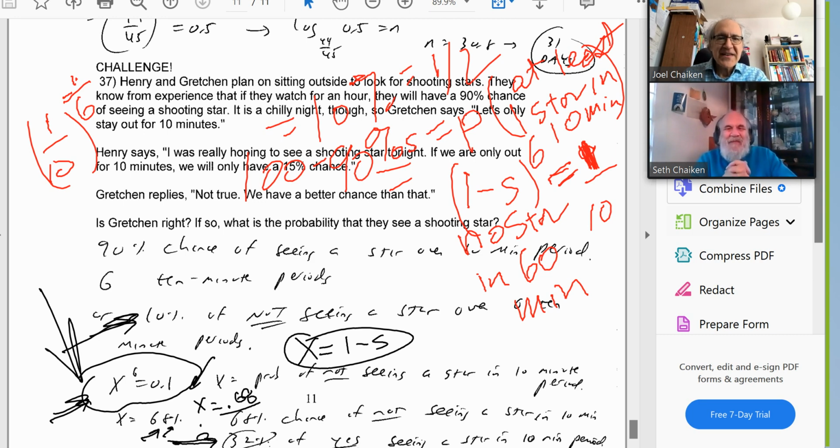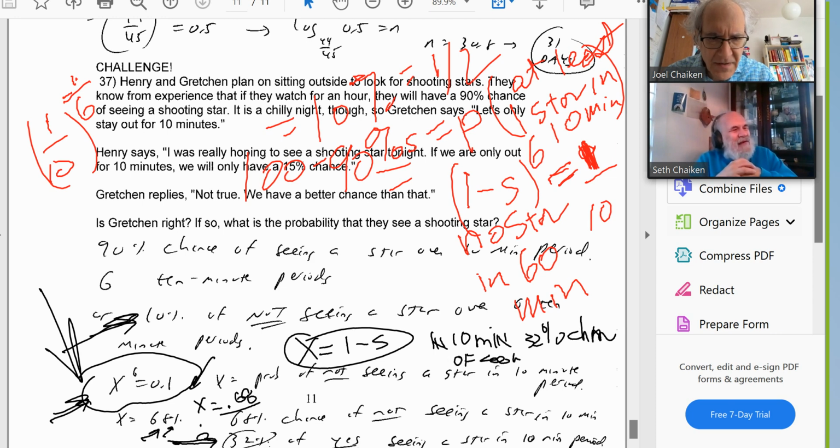I think this is a backwards question. Why is this a backward question? Because the forwards question would be so much easier. The forwards question would be, in a 10-minute period, there is a 32% chance of seeing at least one star. What is the probability then of seeing at least one star in an hour?